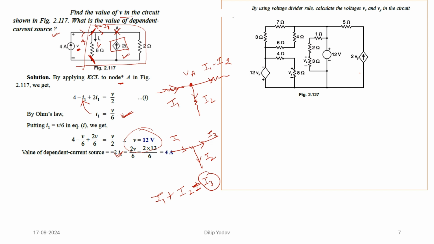And it was asking me for the dependent current source, the value was 2I1. So the I1 value we have calculated is V by 6, so the value is 4 ampere. So this is how we solve the dependent source.